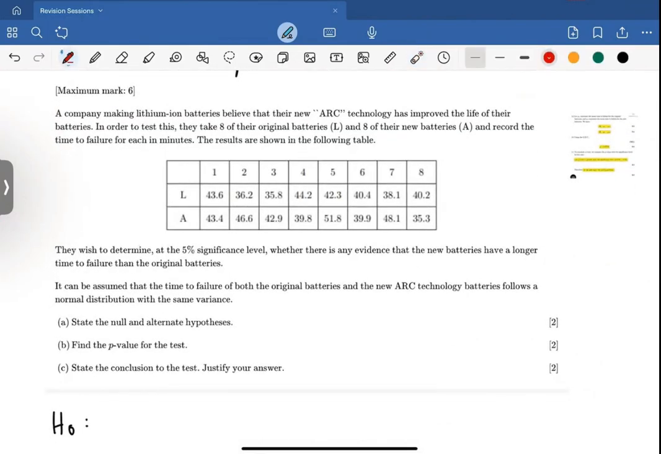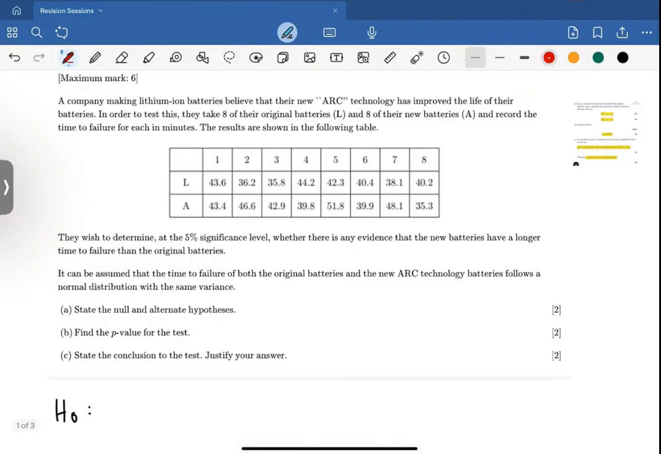So we're going to look through this question here and try and decide, well, we know it's going to be a one-tailed, but why is it one-tailed? So there's a company that's making lithium-ion batteries. They believe that their new ARC technology has improved the life of their batteries. So they think that this new battery is going to have a longer battery life. So they test it with 8 of their old batteries and 8 of their new batteries, and we've got that in the table. They wish to determine whether there is any evidence that the new batteries have a longer time to failure than the original batteries. Key word there, longer. They believe that the new group is more.